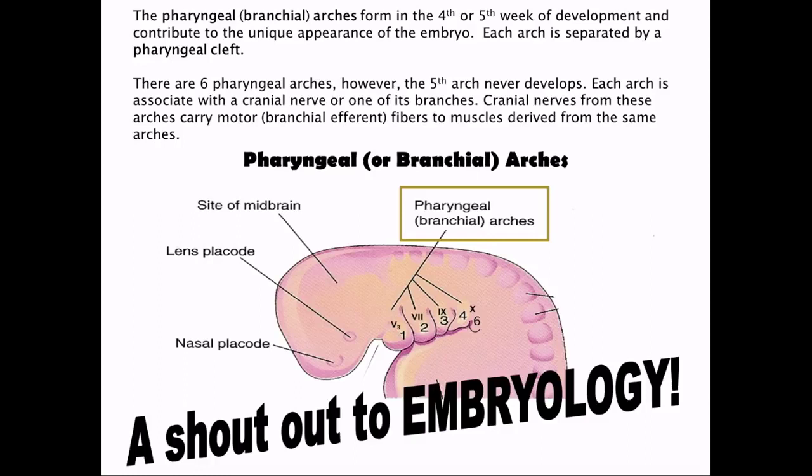Around the 5th week of embryonic development, 5 of 6 pharyngeal or branchial arches fully develop and are separated by pharyngeal clefts. Specific cranial nerves are associated with each pharyngeal arch. The mandibular branch of the trigeminal nerve, V3, arises from the first arch, for example. The focus of this self-study is the facial nerve, derived from the second pharyngeal arch.